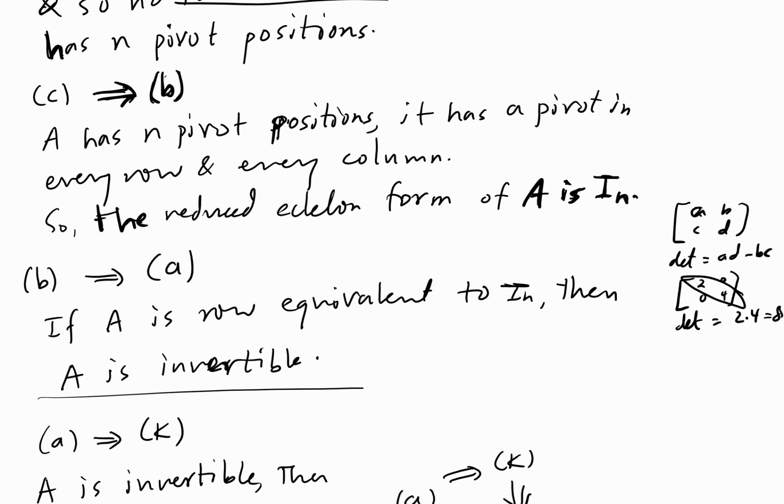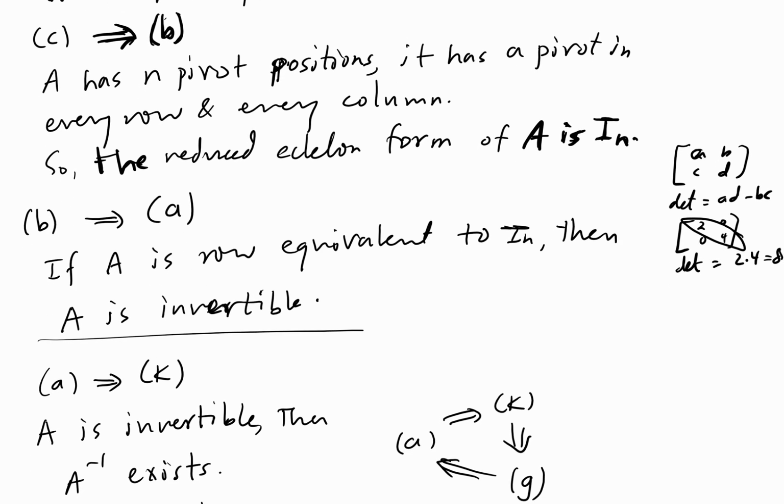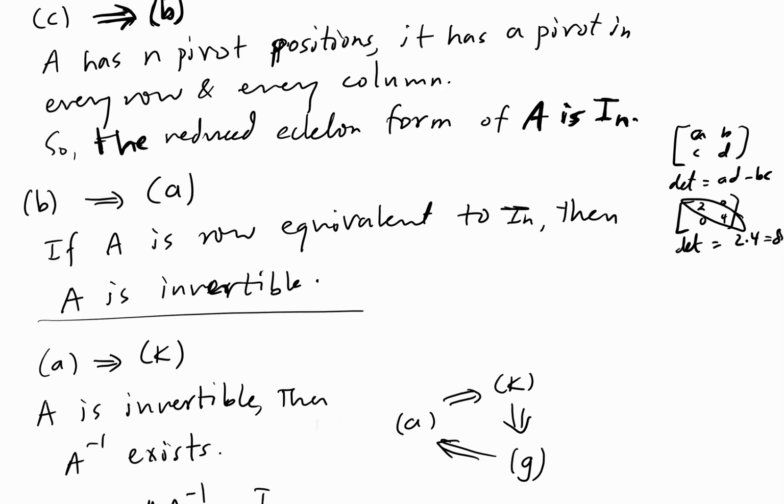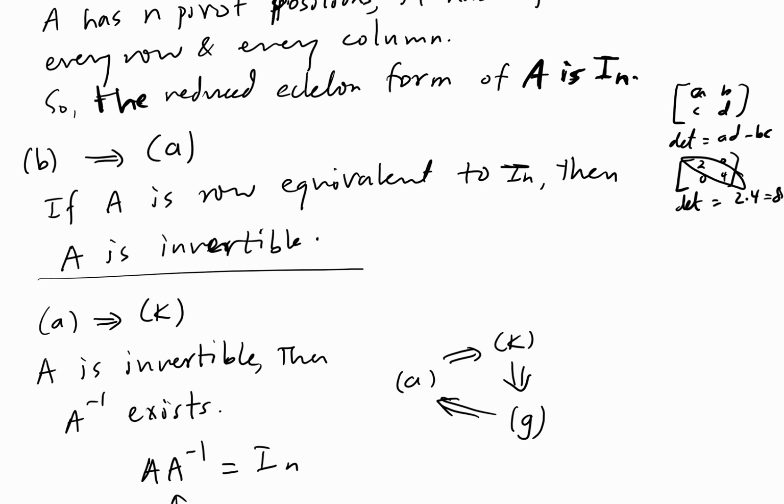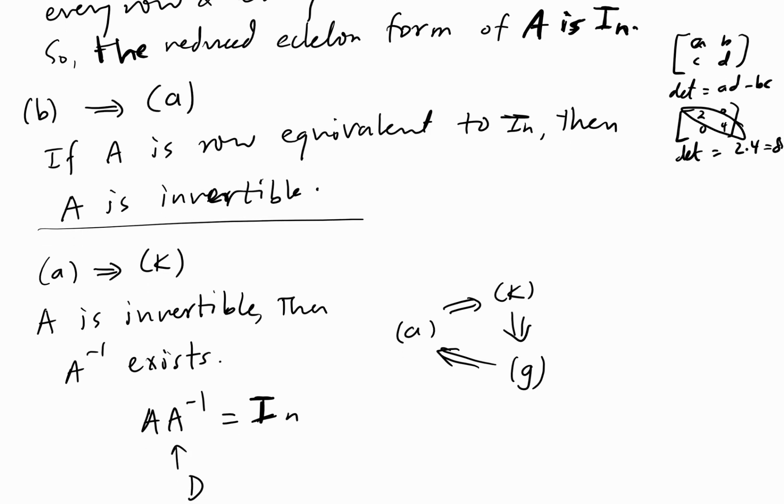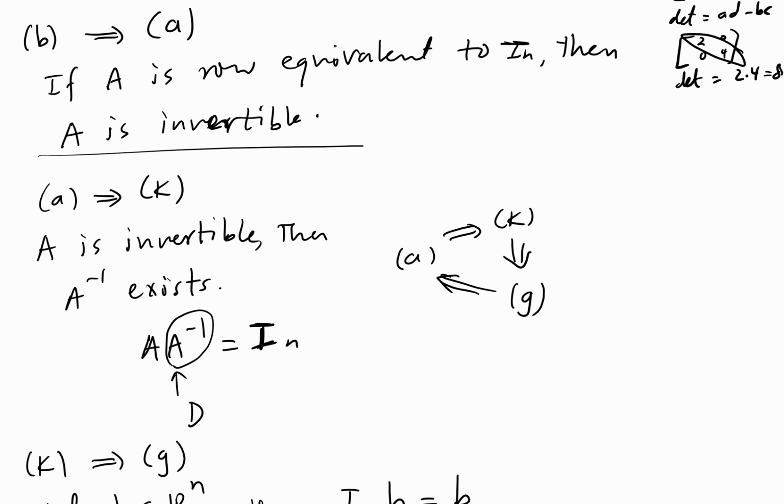A is invertible. This means A inverse exists. For A inverse to exist, this means A times A inverse is the identity. Again, you can also write A inverse A is the identity, but we want it to be in this form. So this A inverse is the matrix D, that you can replace with matrix D. So you get AD equals IN, and that's what we wanted to prove.